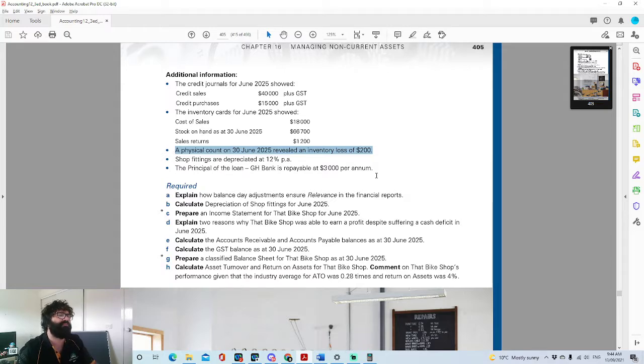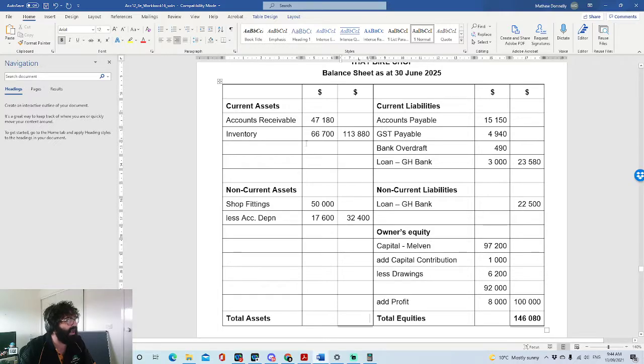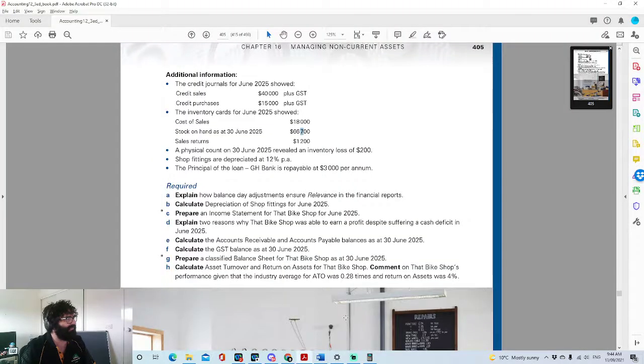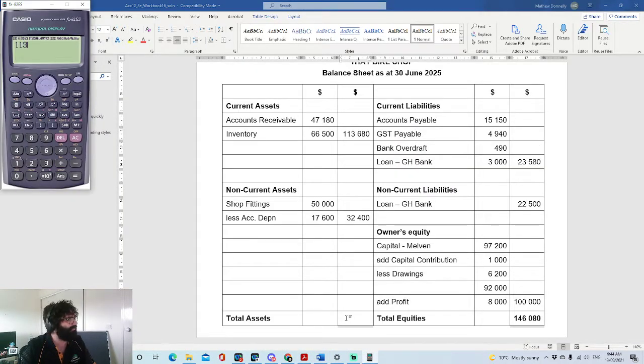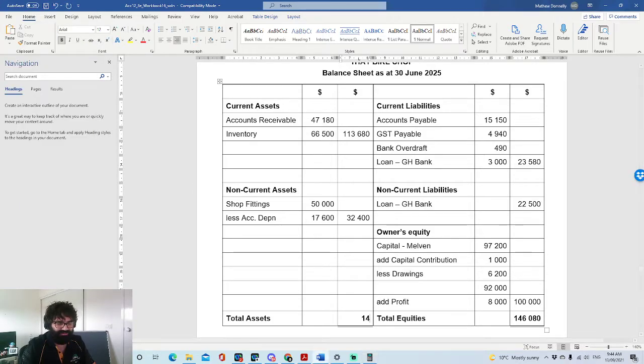And we see it's an inventory loss of 200. That becomes 665. That becomes 6. And then we'll re-add it. We will re-add it. We go 113,680 plus 32,400. 146,080. There we go. So I was worried about this side and I screwed up here.